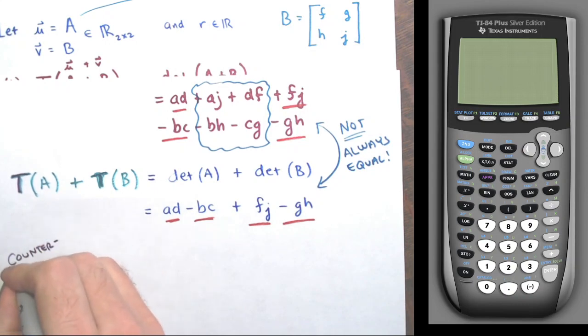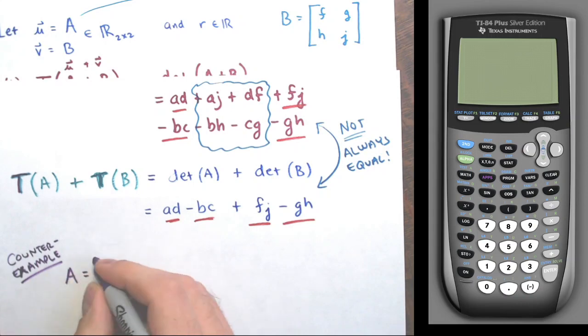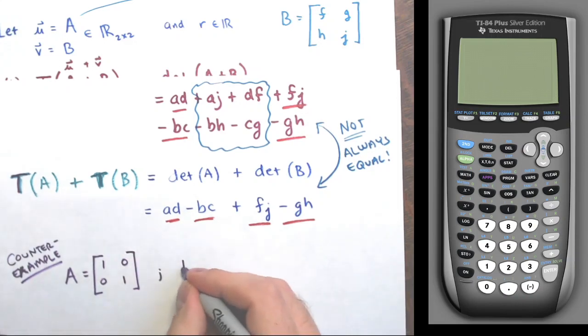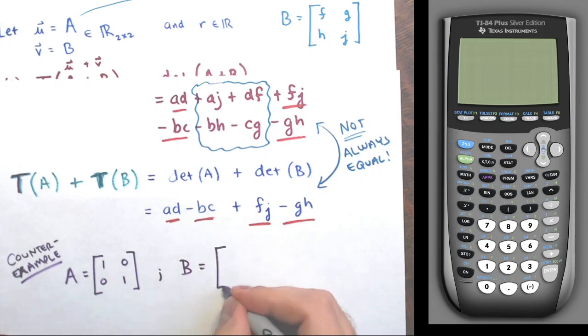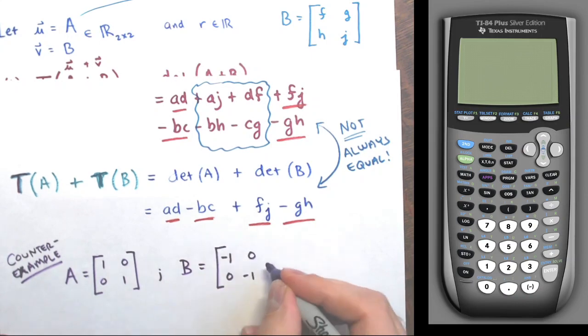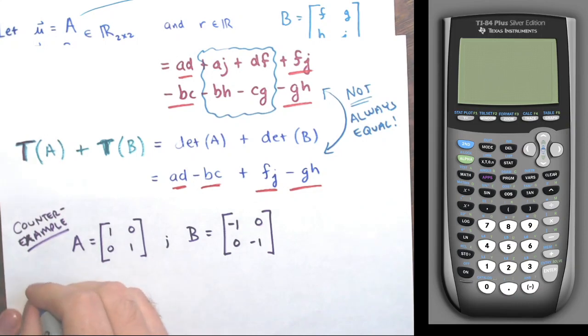All right, so I'm going to pick two specific matrices. Let's say matrix A is a 2 by 2. I'm going to pick some easy ones, right? The identity matrix, that's a 2 by 2 matrix. And say matrix B is another pretty simple one here, negative 1, 0, 0, negative 1. All right, so let's apply T here to A plus B.